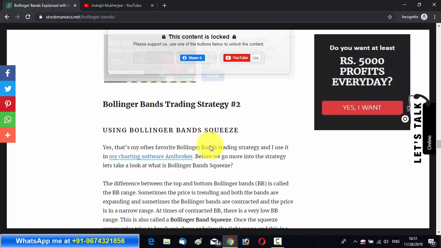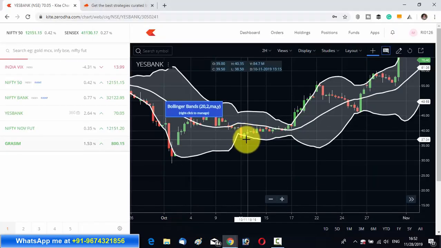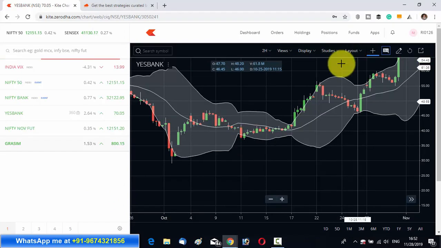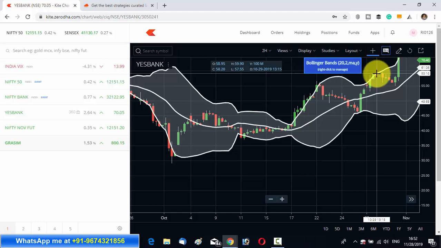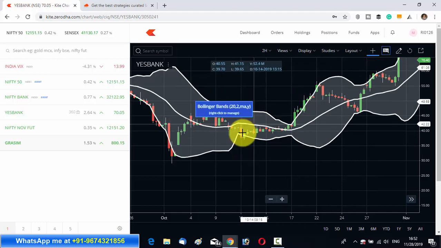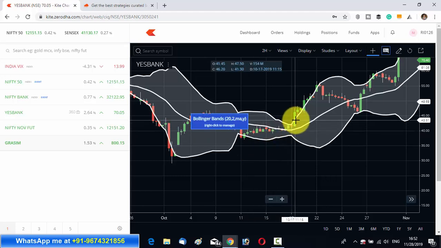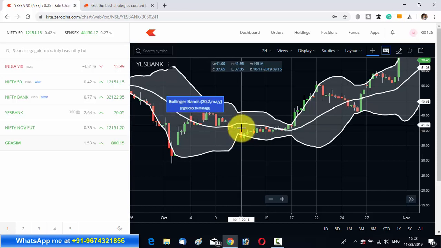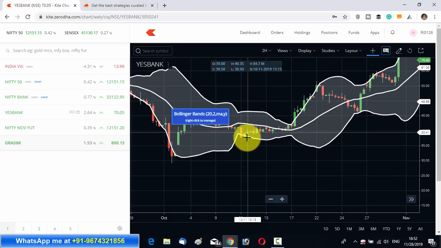Now the second strategy. We have already seen one strategy, that you can buy at the lower Bollinger Band and sell at the upper Bollinger Band. But for taking a reverse position, you need to wait for a reversal candle. Suppose here price is touching the lower Bollinger Band, you are getting a reversal candle, and you can enter the trade.